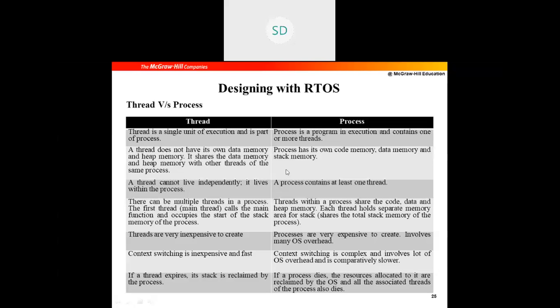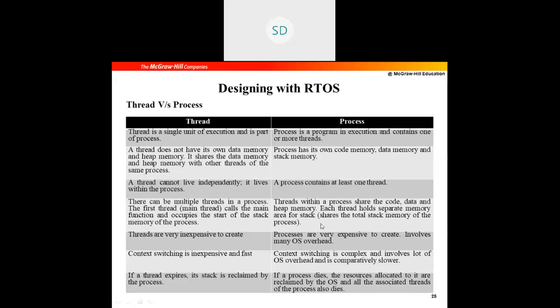A process has its own code memory, data memory, and stack memory. A thread cannot live independently, it lives within the process, whereas a process contains at least one thread and can live independently. There can be multiple threads in a process, where the first thread calls the main function and occupies the start of the stack memory of the process, whereas threads within a process share the code, data, and heap memory. Each thread holds a separate memory area for the stack.